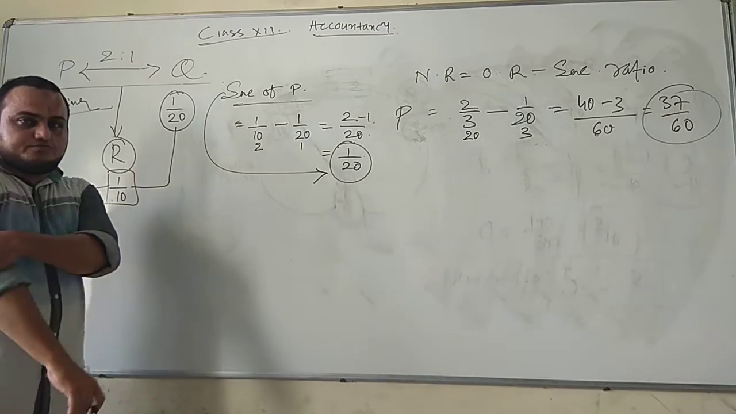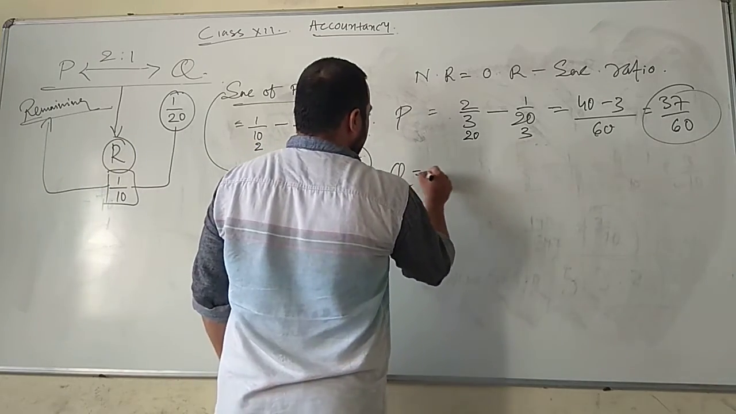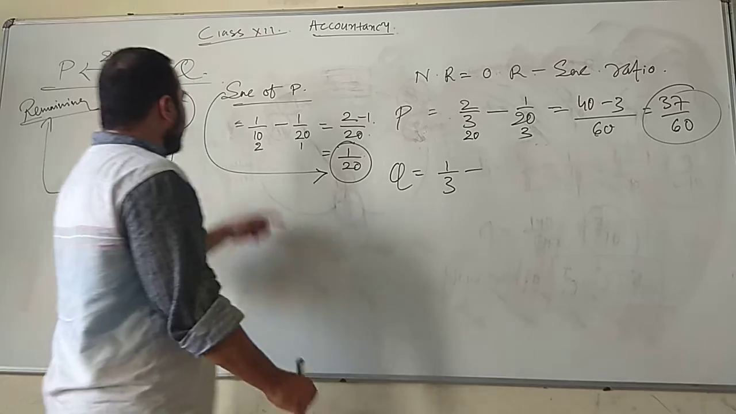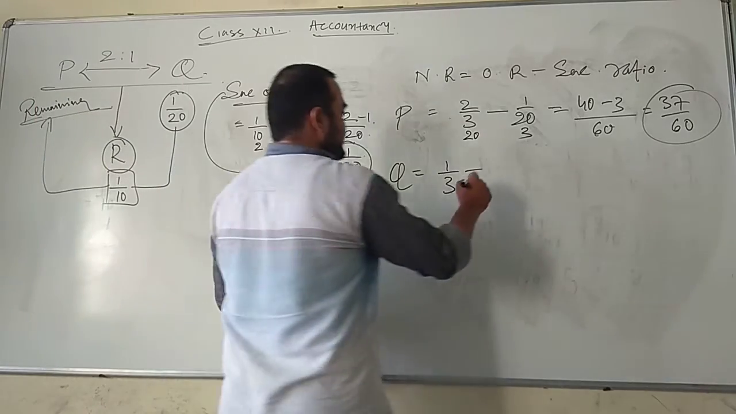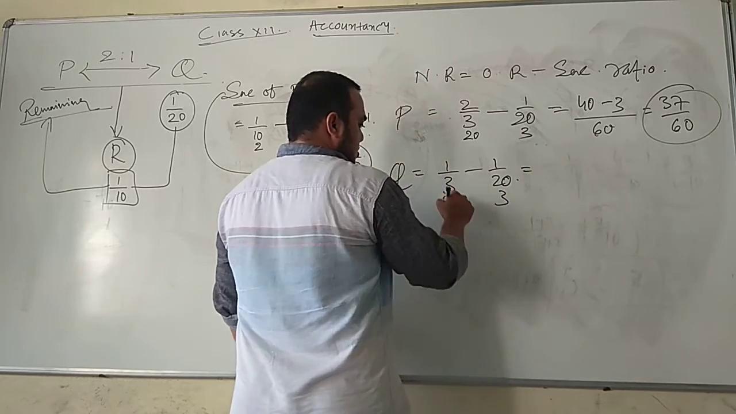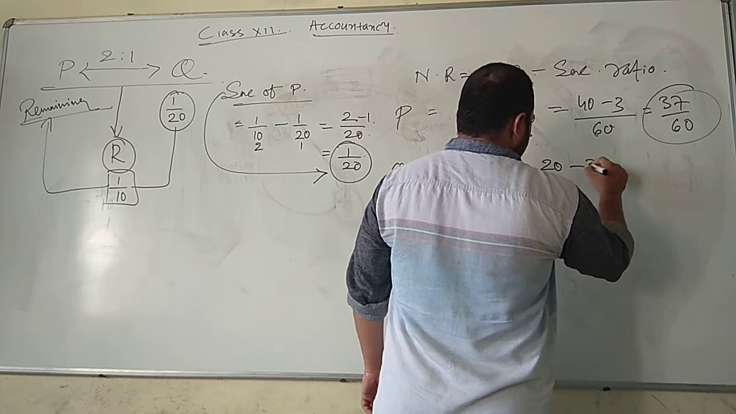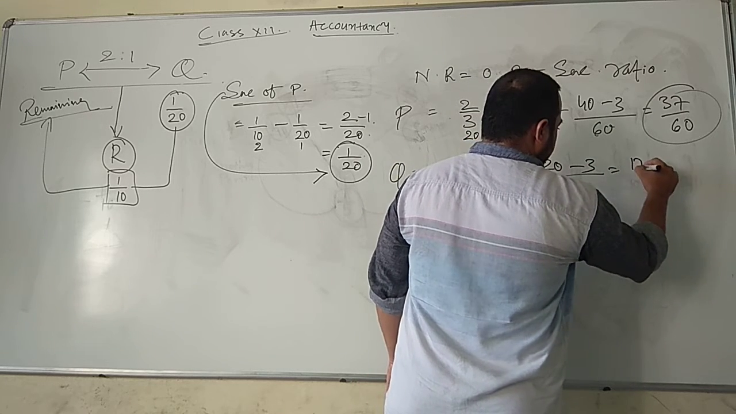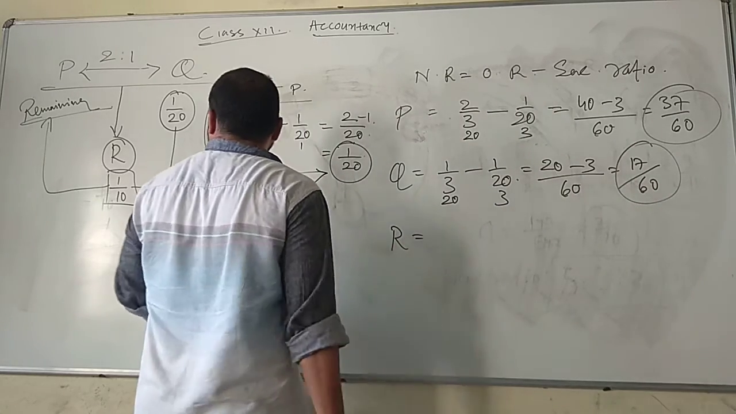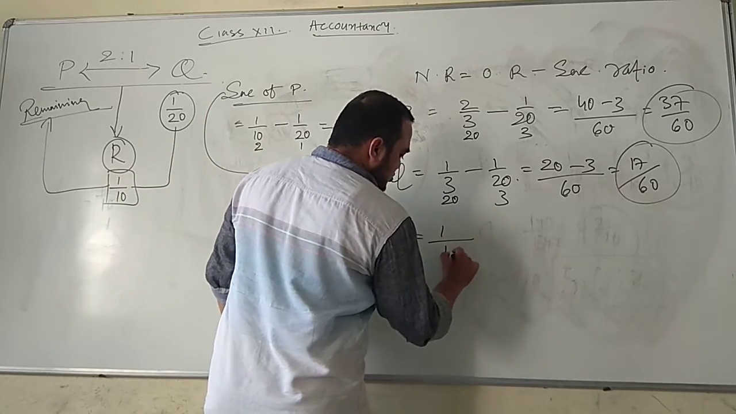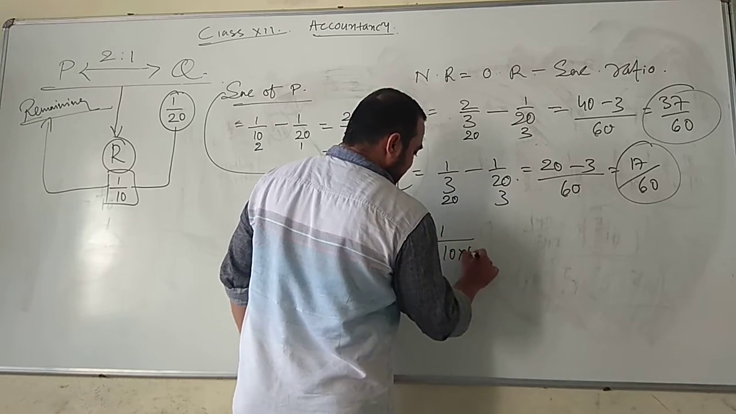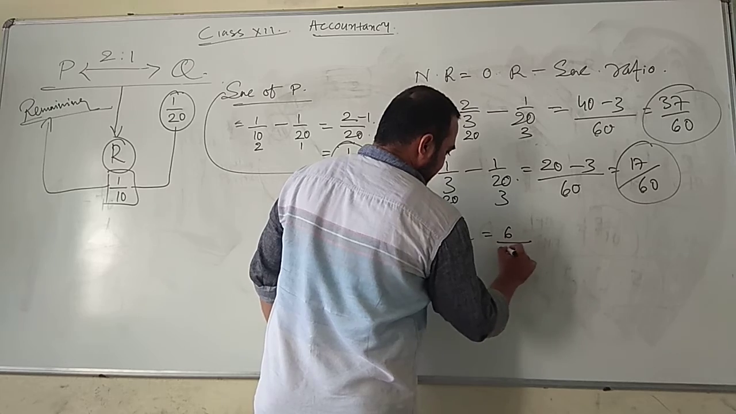Now Q's old ratio is 1/3 minus sacrifice already given in the question, 1/20. So LCM is again the same, 20 and 3, 60 is LCM. 20 1s are 20 minus 3 1s are 3 upon 60, so it is 17 upon 60. And R's ratio is already given, 1/10. Now students, the denominator here is 60, so to make it 60 we have to multiply by 6, so it is 6/60.